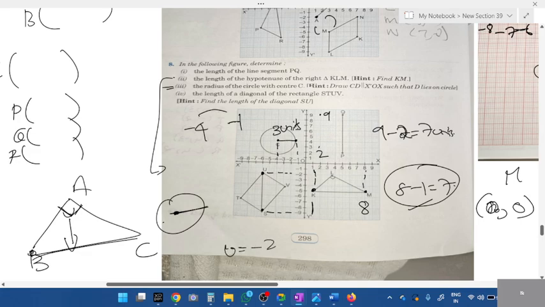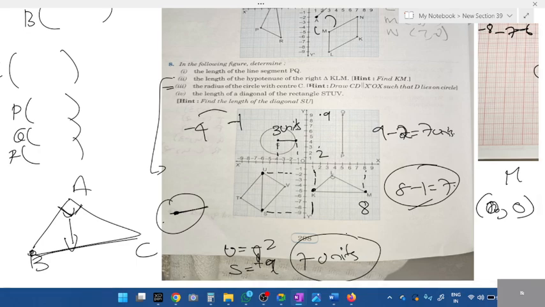And what about S? Where is S? Okay. Ignore minus. What is 9 minus 2? 7 units. Is the answer correct? Just ignore minus. Just take the units. When they tell you to find the length, you shouldn't put a minus sign. It's always plus. 7, 7 and 3 is the answer.